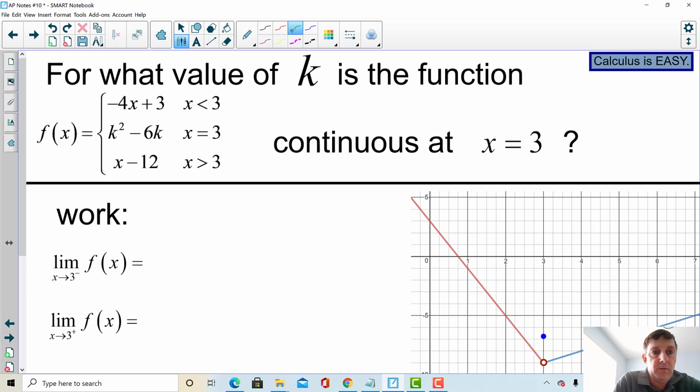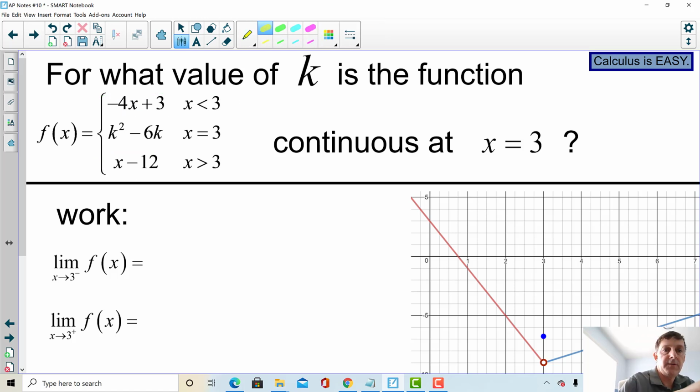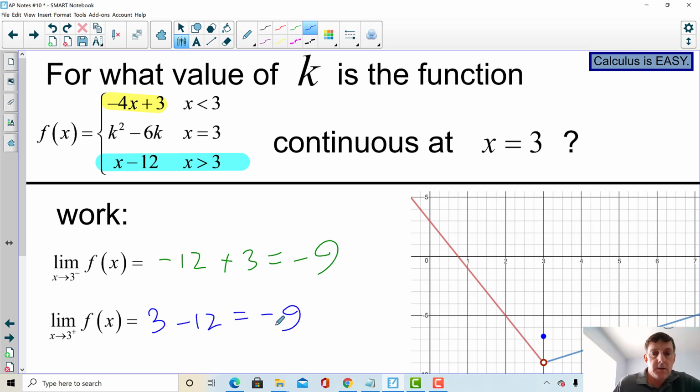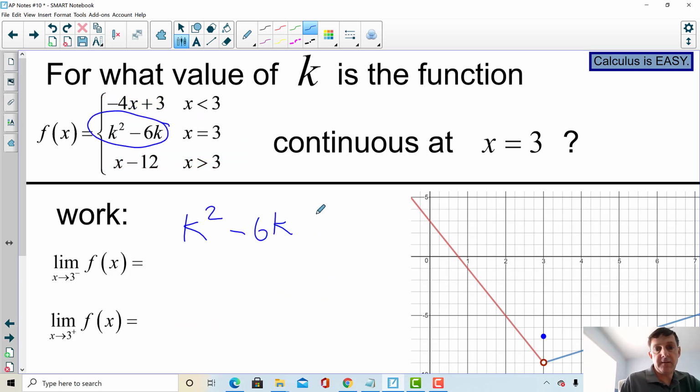Okay, this is similar to the previous one. It's just that it's a different function on the left side than it is on the right. So we're going to want to find out what the limit is for both of those as x goes to 3. Okay, for the first one, the limit as x goes to 3 is just going to be negative 12 plus 3. Okay, this is the function to the right of 3. So the limit as x goes to 3 from the right is just going to be 3 minus 12. Now we are getting the same value, so that means the limit as x goes to 3 is just going to equal negative 9. So that means when x is 3, it's going to also have to equal negative 9. So I'm going to have to set this equal to negative 9.